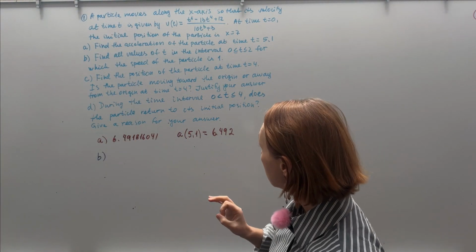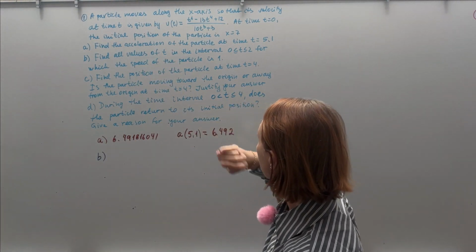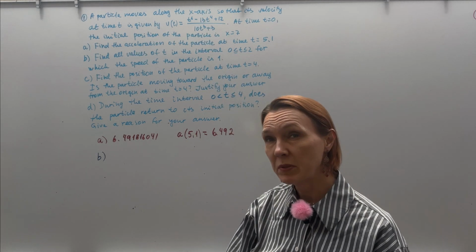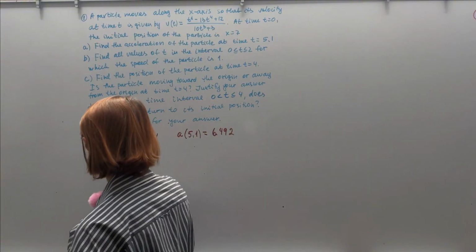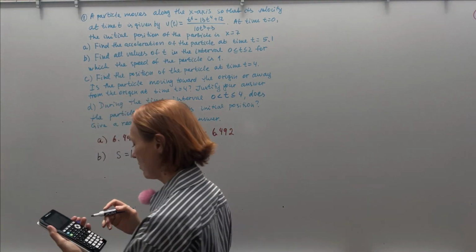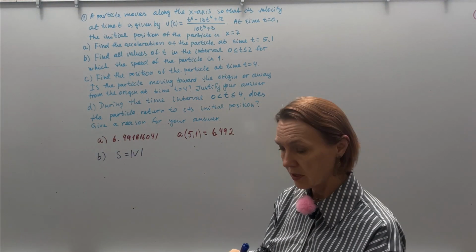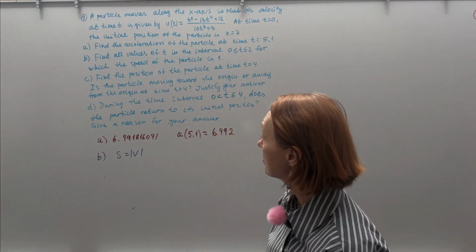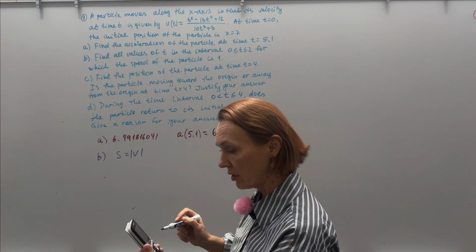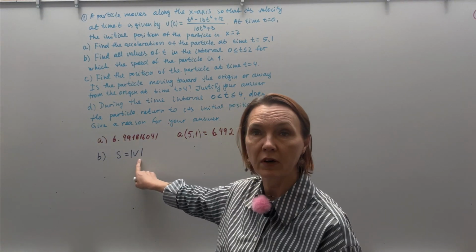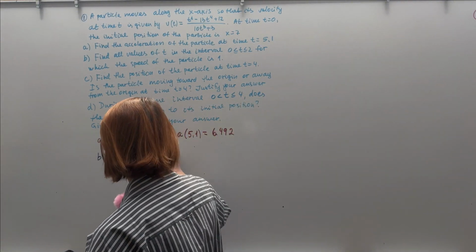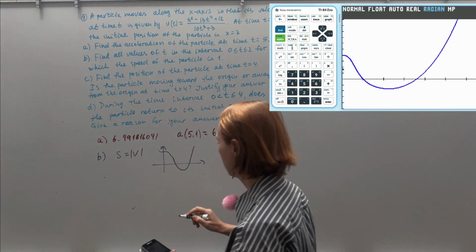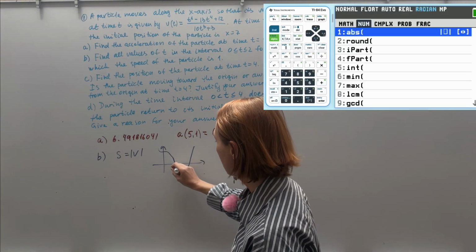For part B, we need to figure out the values of t between 0 and 2 for which the speed of the particle is 1. We need to remember the speed is the absolute value of the velocity. Speed equals the absolute value of the velocity. I would be solving this graphically, so I would graph this function. You have a couple of options here. You can either graph the absolute value of this function, and if you graph the absolute value, it's going to look like this.